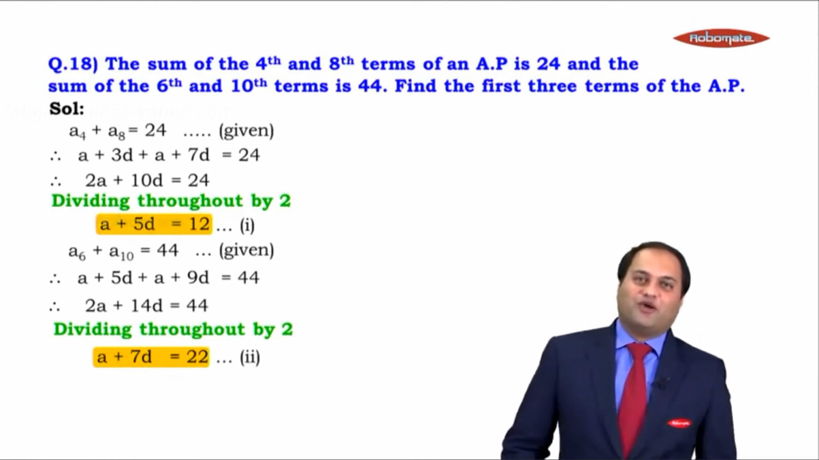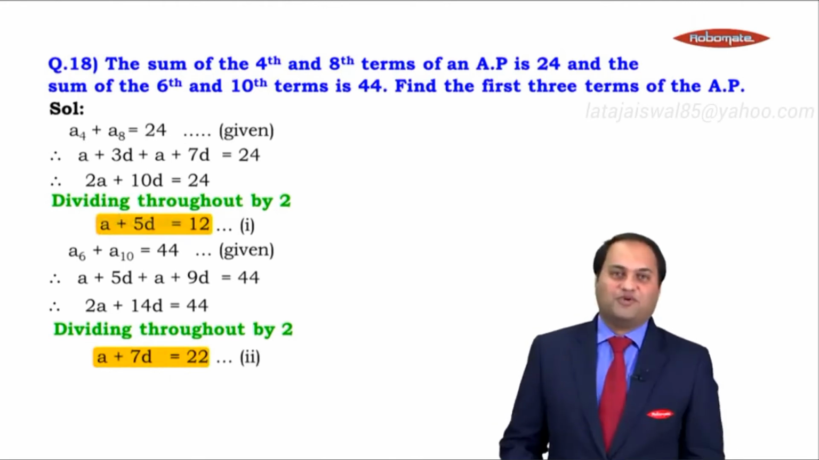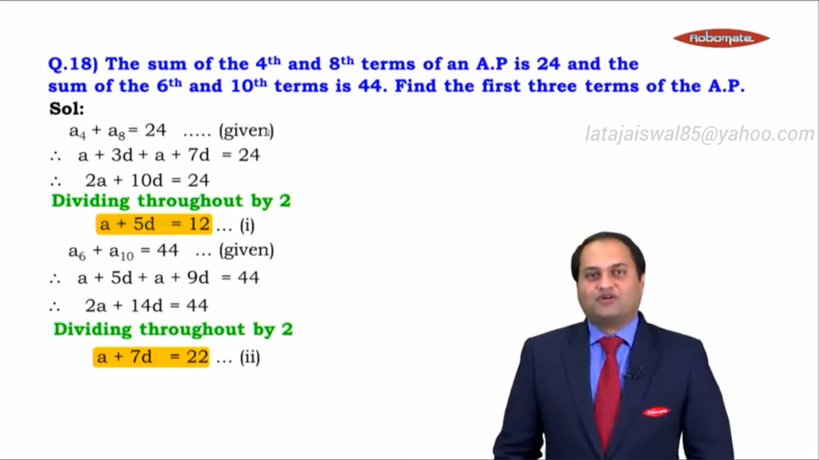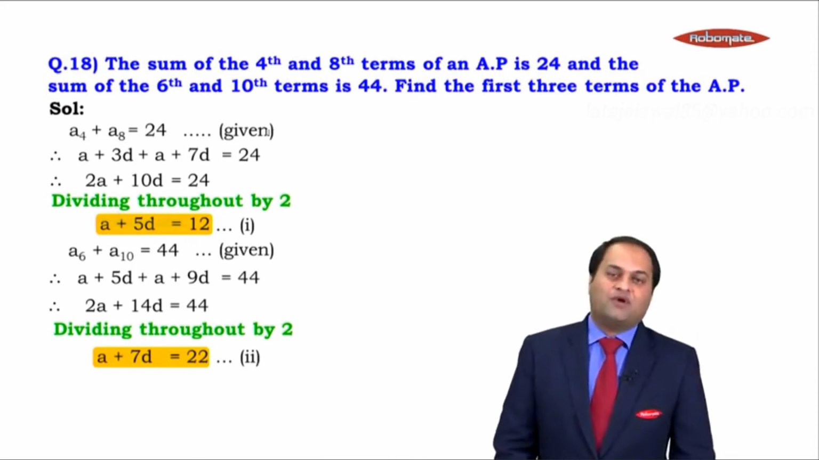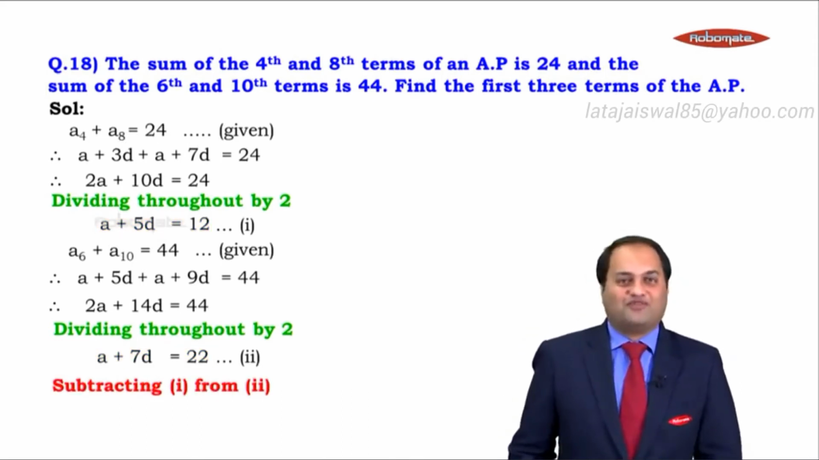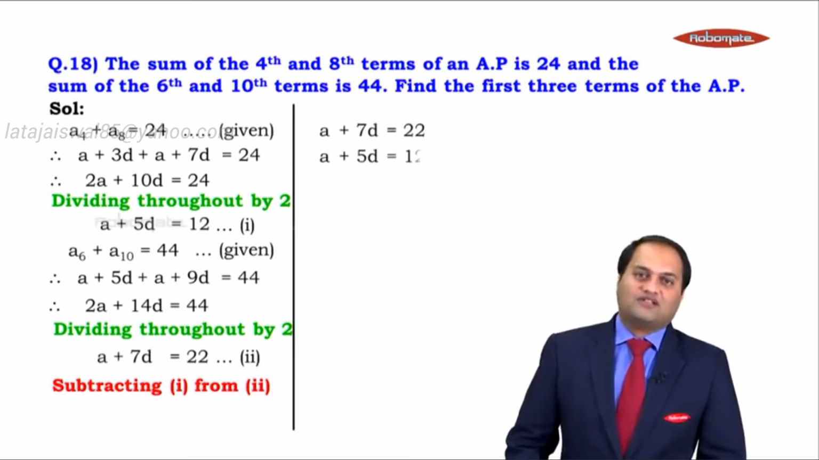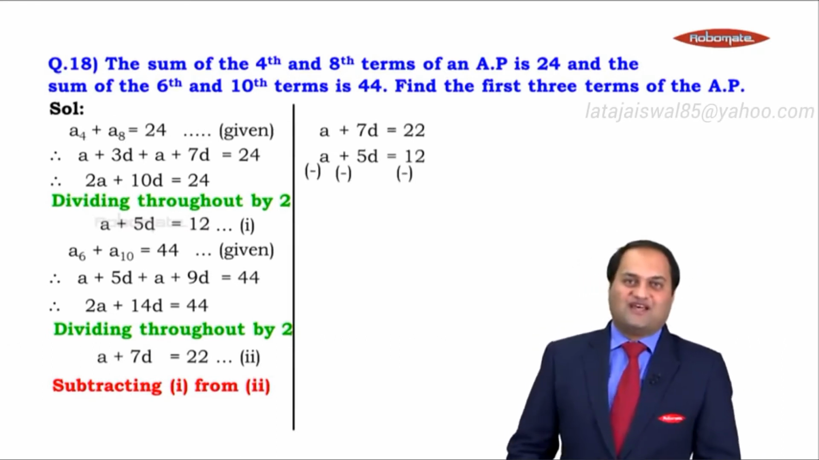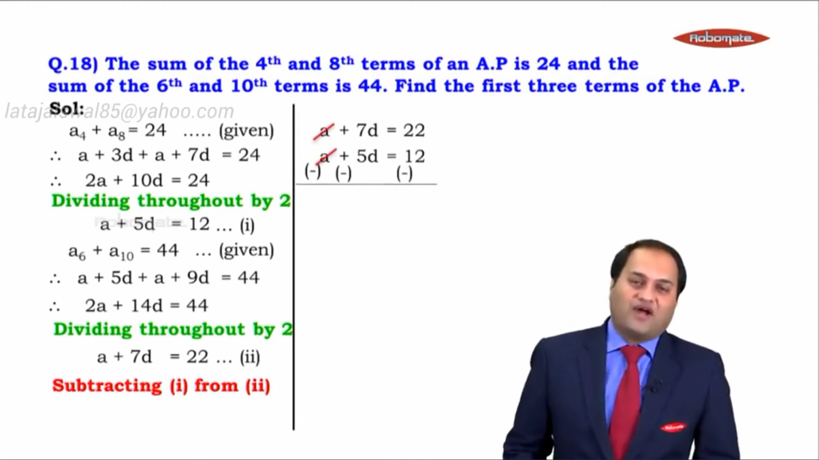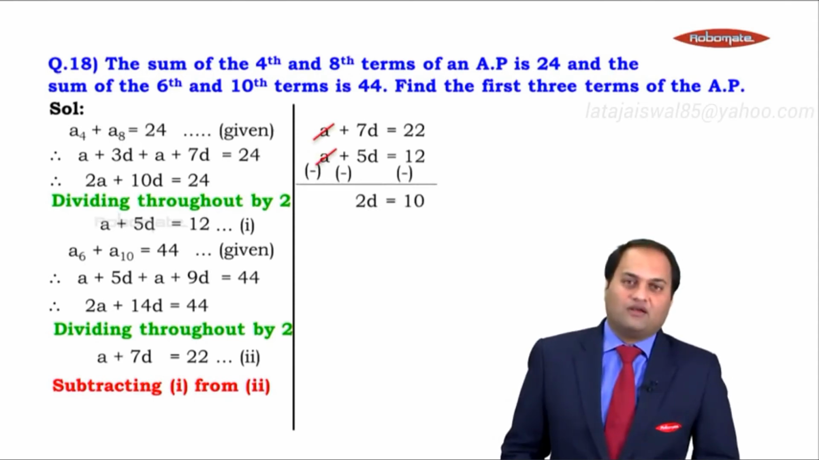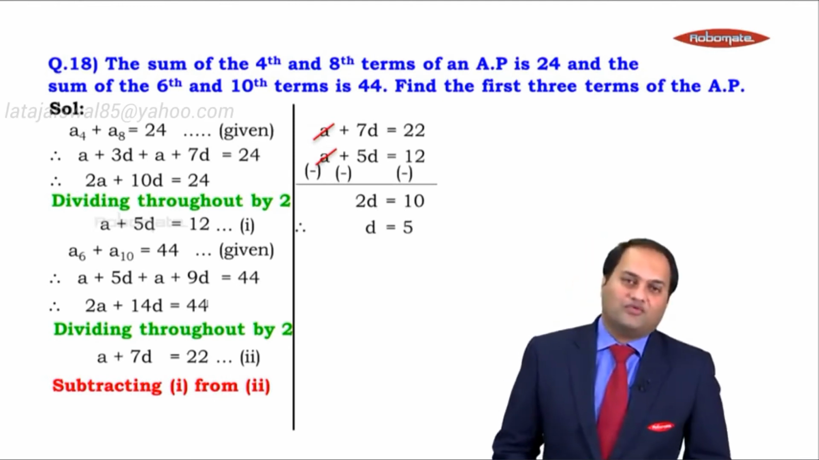2 equations, both the equations are linear, something which we are doing in this chapter as well. We have done this in many sums before, right? What do we do now? Because the coefficients of variable A are the same, we can eliminate A by subtracting equation 1 from 2. Equation number 2 first, then write the first equation, subtract, and for subtraction don't forget to change the signs. Let's subtract. A minus A will get cancelled. 7D minus 5D will give you 2D, and 22 minus 12 will give you 10. 2D is equal to 10, so D is equal to 5.